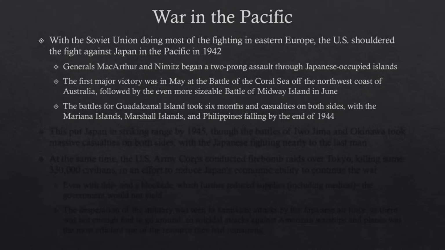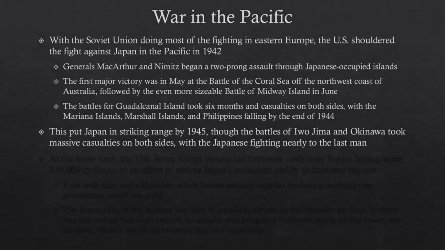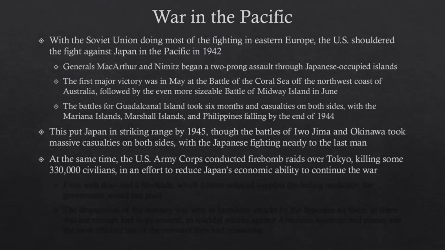But by the end of 1944, the American forces had pushed through. So by 1945, they had gotten to Japan. However, Iwo Jima and Okinawa were even more intense, with the Japanese soldiers being told to fight to the last man, and they often would. While this was happening, the U.S. Army, because we didn't have an Air Force yet, the Army had the Air Force, was doing bombing raids over Tokyo, killing about 330,000 civilians to try to wear down Japan's economy.